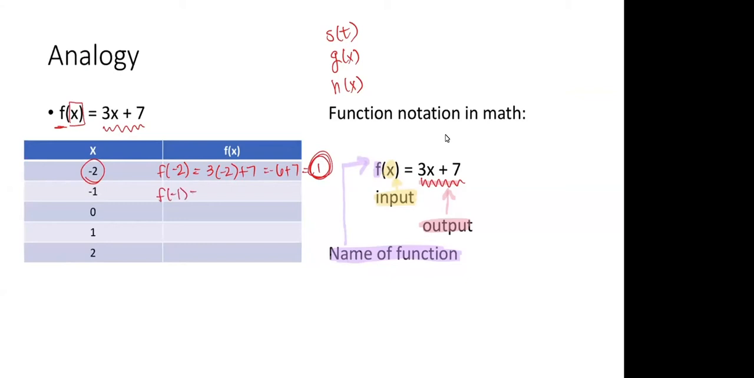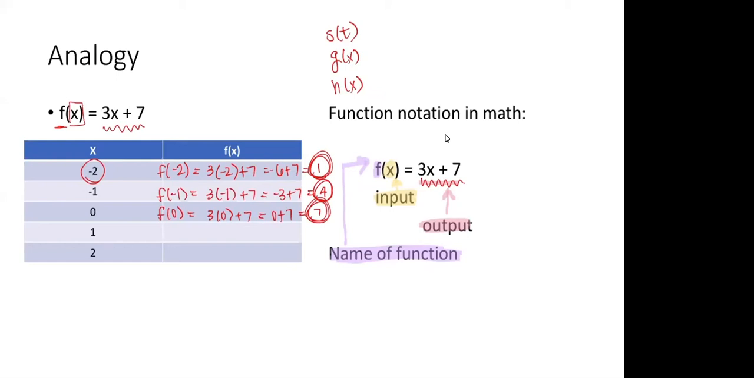And if I have f of -1, this is 3 times -1 plus 7. This gives us -3 plus 7, which is 4. And we just continue this pattern. If you want to plug in a value, you do just f of 0. That's 3 times 0 plus 7. 0 plus 7 is 7.